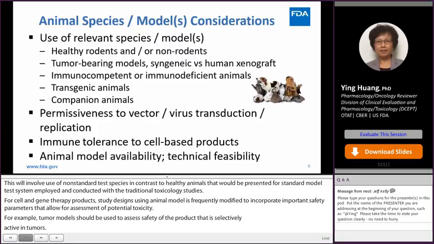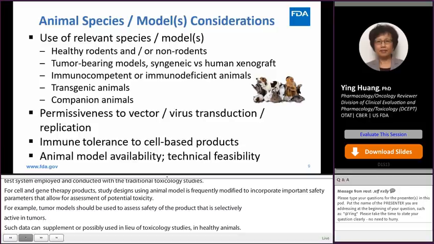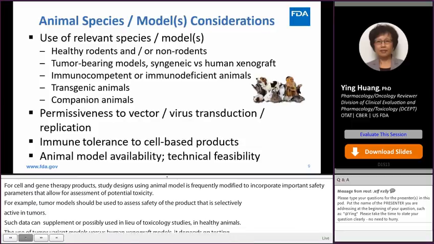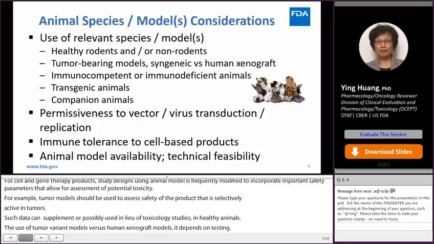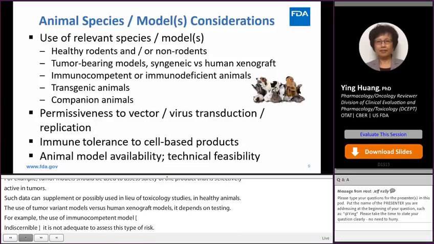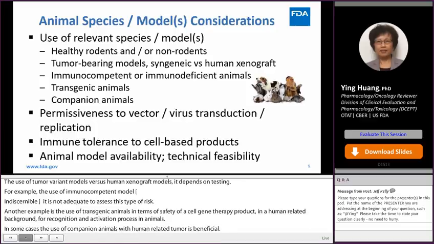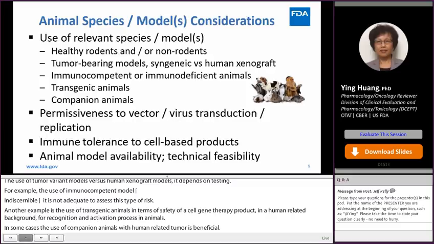The use of syngeneic tumor-bearing models versus human xenograft models also depends on the goal of testing. For example, the use of a syngeneic immunocompetent tumor model enables assessment of immune-related risks, while use of an immunodeficient tumor model of human xenograft is not adequate to assess this type of risk. Another example is the use of transgenic animals in testing safety of a cell or gene therapy product in a human-related background for recognition and activation process in animals. In some cases, use of companion animals with human-related tumor is beneficial. On the other hand, possible issues with animal model availability and technical feasibility may exist and would warrant further data to justify selecting alternative approaches.